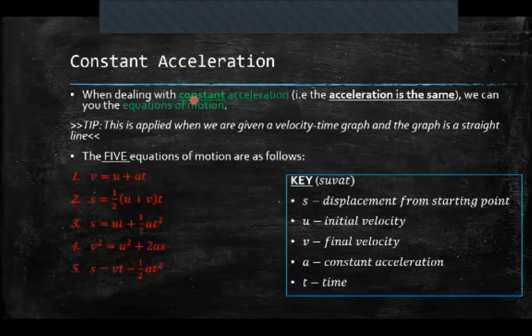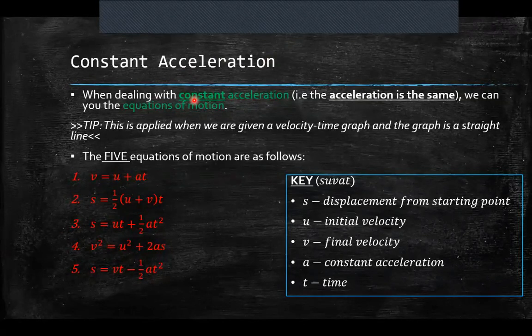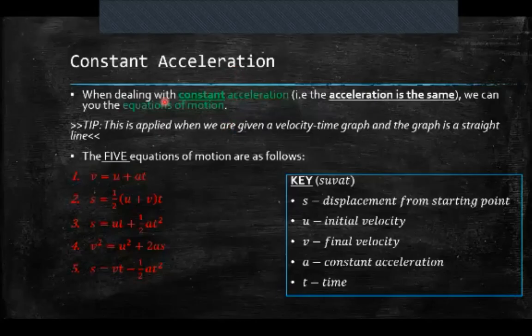So before, just now, we were talking about variable acceleration. We use calculus and all that. What if my acceleration is constant? If I have a constant acceleration, I can actually use the equations of motion. So there are 5 equations of motion, and if you have a constant acceleration, you could actually use any one of these to find what you need.